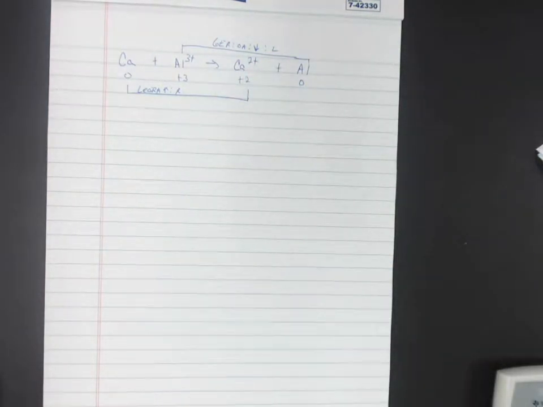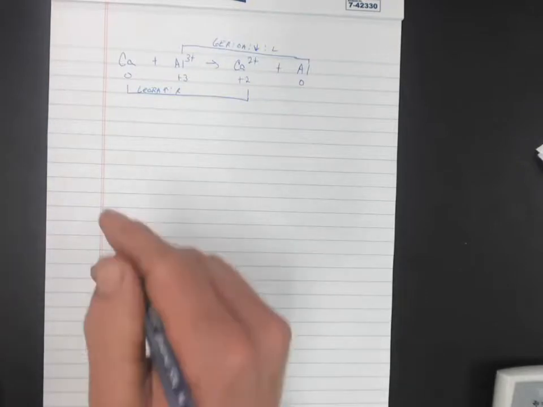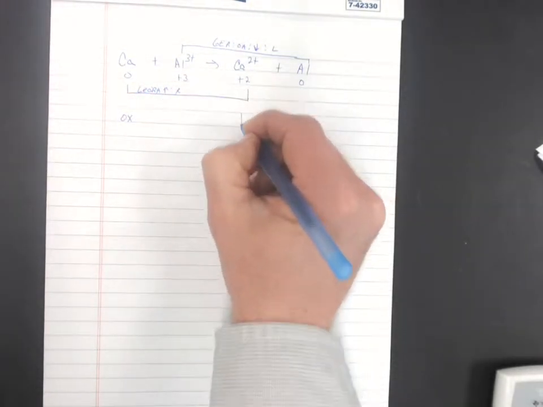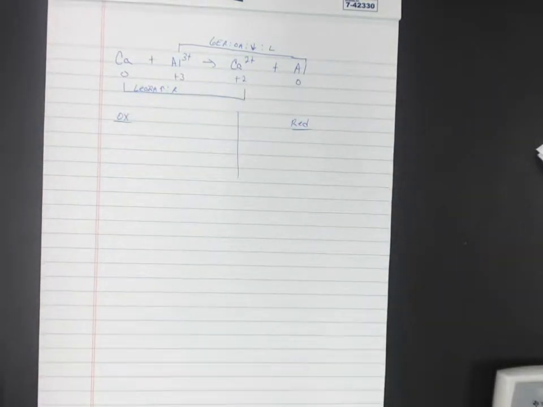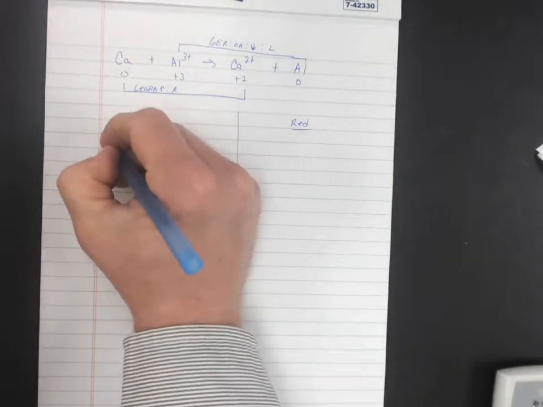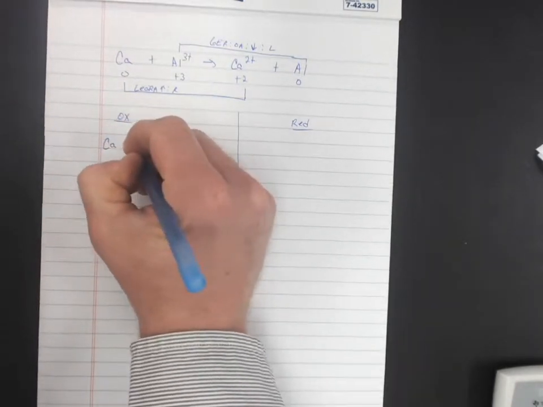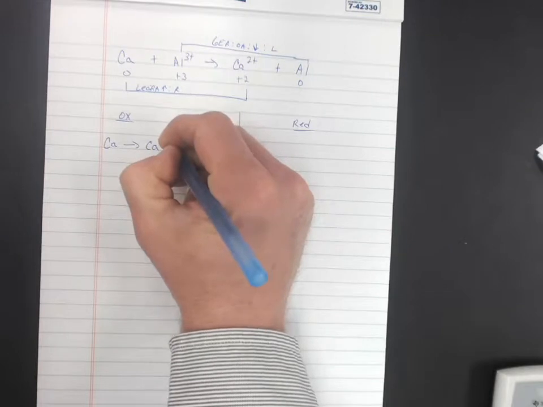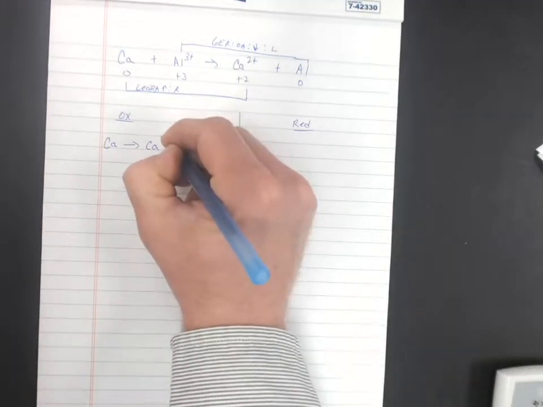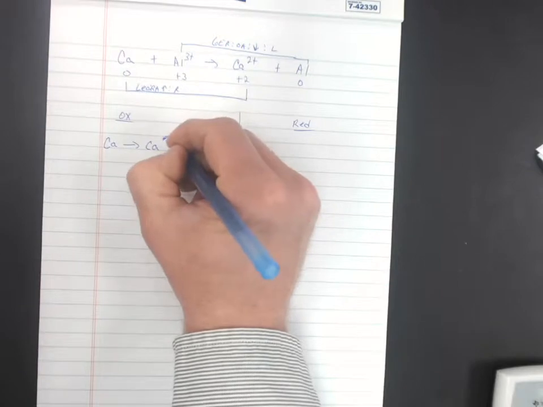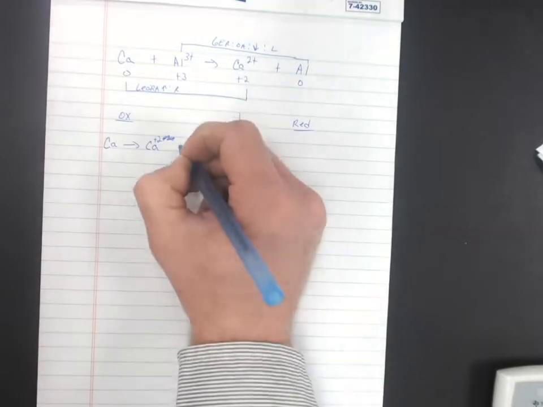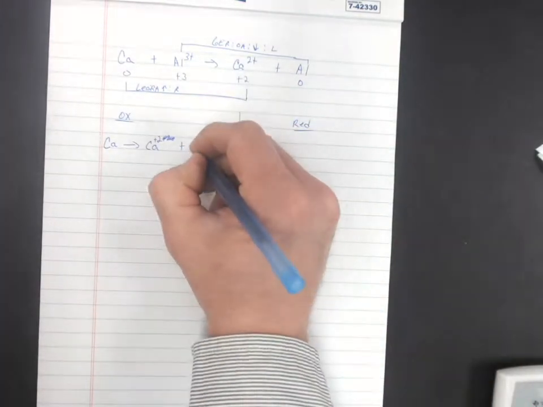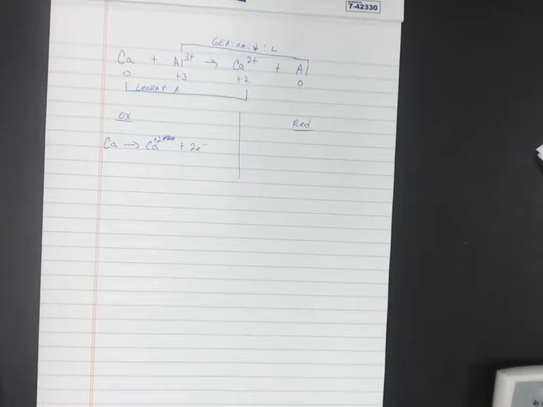Okay, I need someone to volunteer to write the oxidation half reaction. So we'll do our oxidation on the left. We'll do our reduction on the right. Who's got oxidation for us? Go ahead, Claudia. Very good. Ca yields Ca2+, I messed this up here, plus, and then how many electrons? Well, very good. Plus 2 electrons. Good job. Ca yields Ca2+ plus 2 electrons.